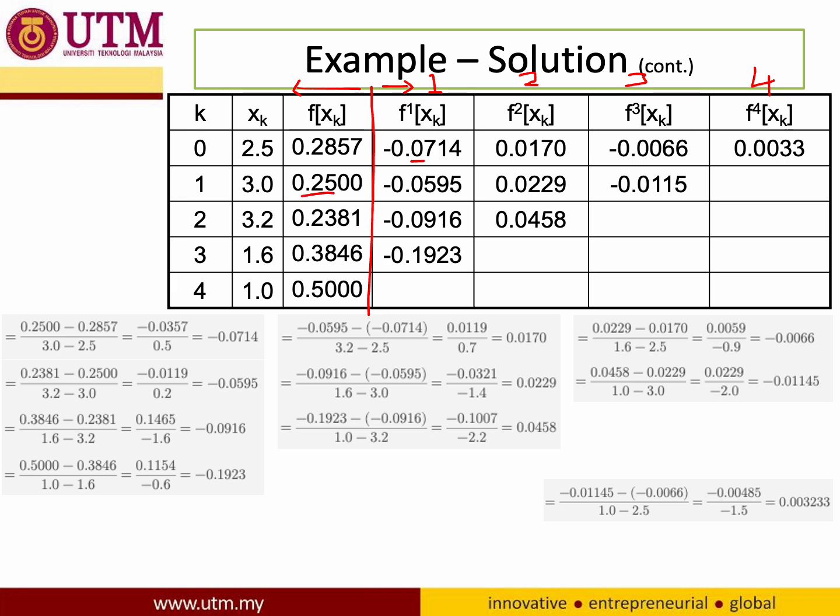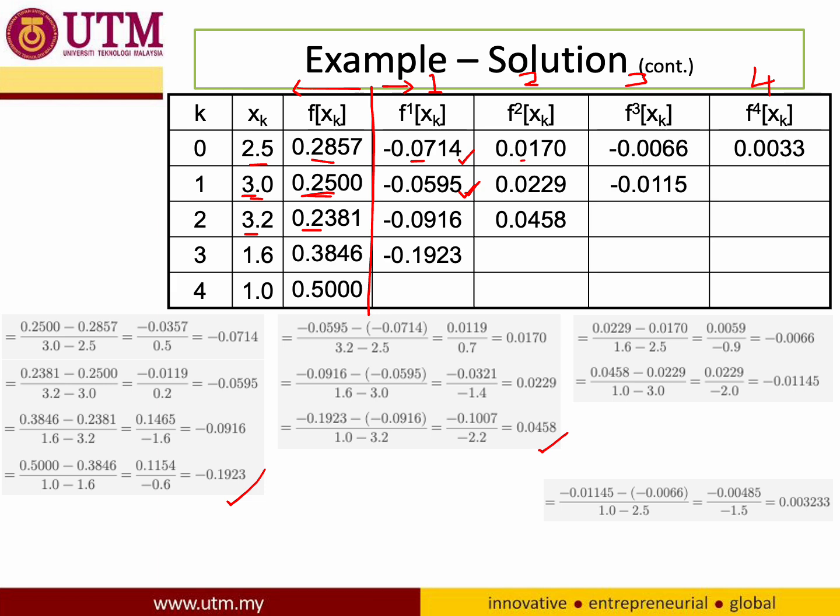Okay, to find this, 0.25 minus 0.257 divided by 3.0 minus 2.5, right? Then you get this. To find this, 0.2381 minus 0.25 divided by 3.2 minus 3.0. So you get this, and so on. I think you get the idea already, right? Or you can refer to the calculation down here for the first column. For the second column, this is the calculation, right?